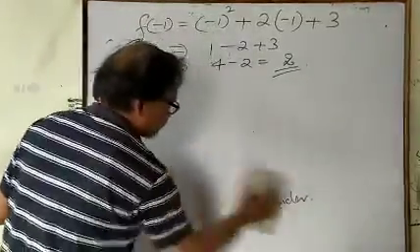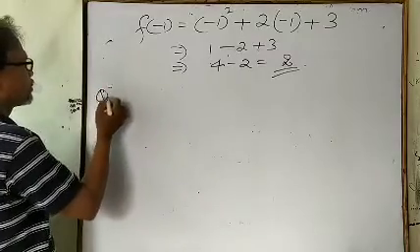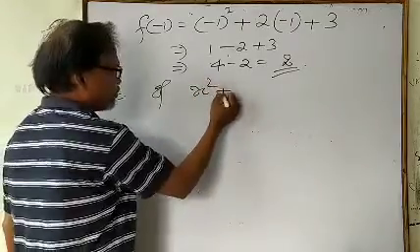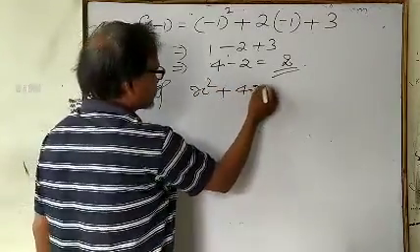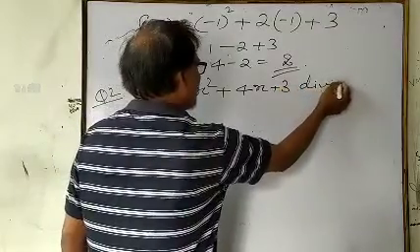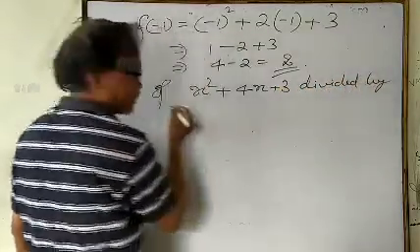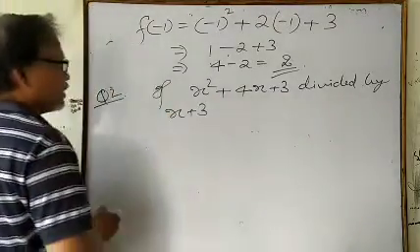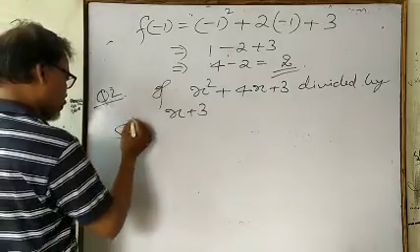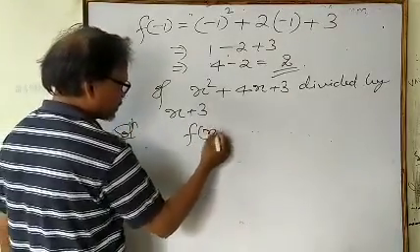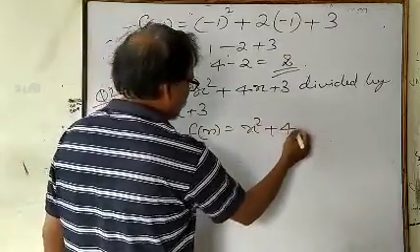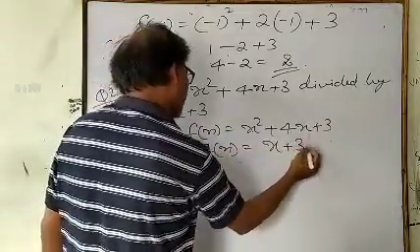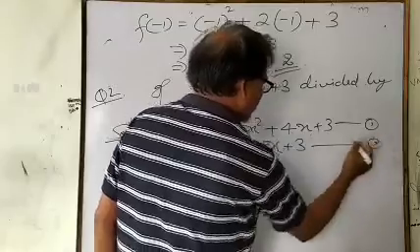In the second example, if x square plus 4x plus 3 is divided by x plus 3, what is the remainder? Then you will let f(x) is equal to x square plus 4x plus 3, as usual, and g(x) is equal to x plus 3. Equation number 1, equation number 2.